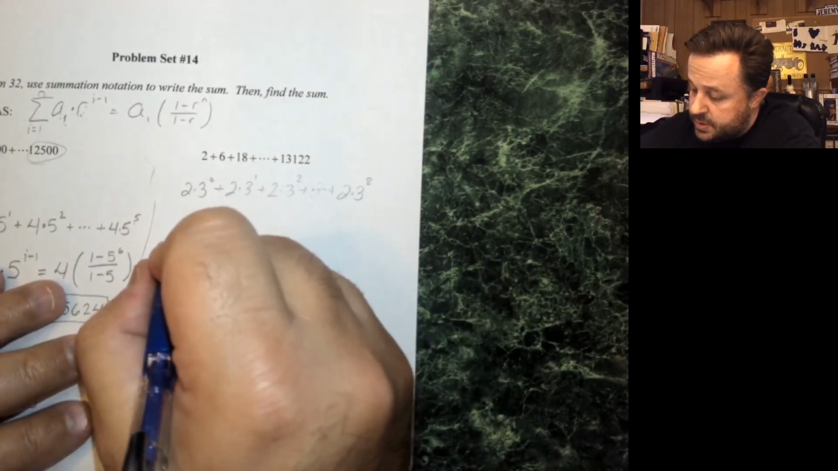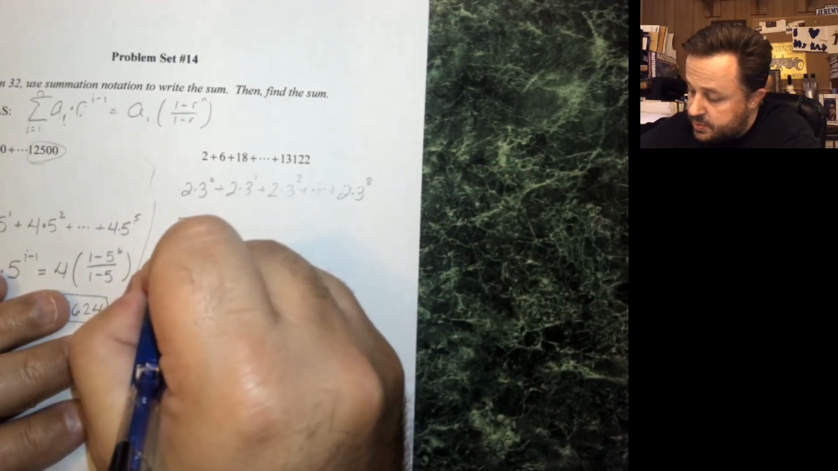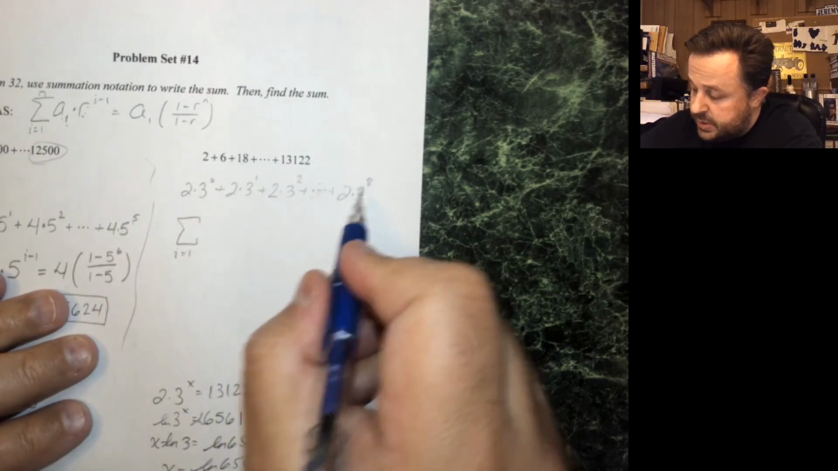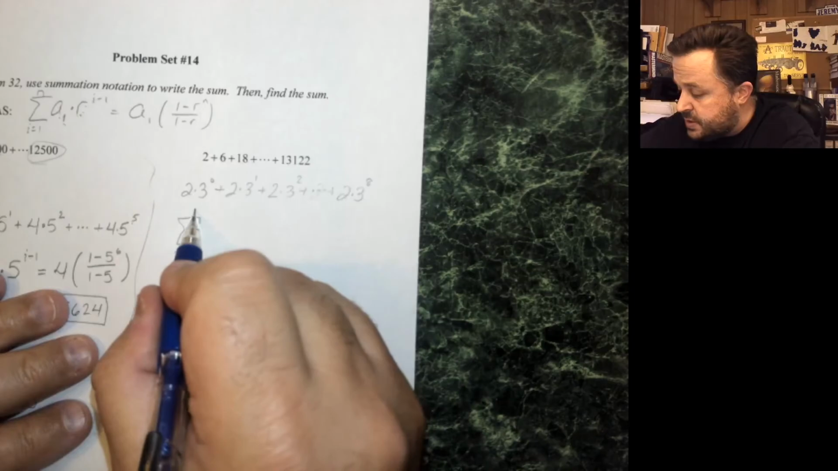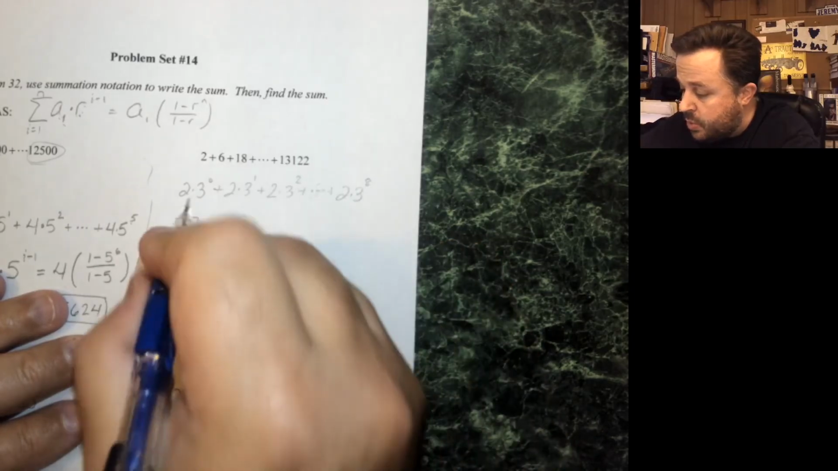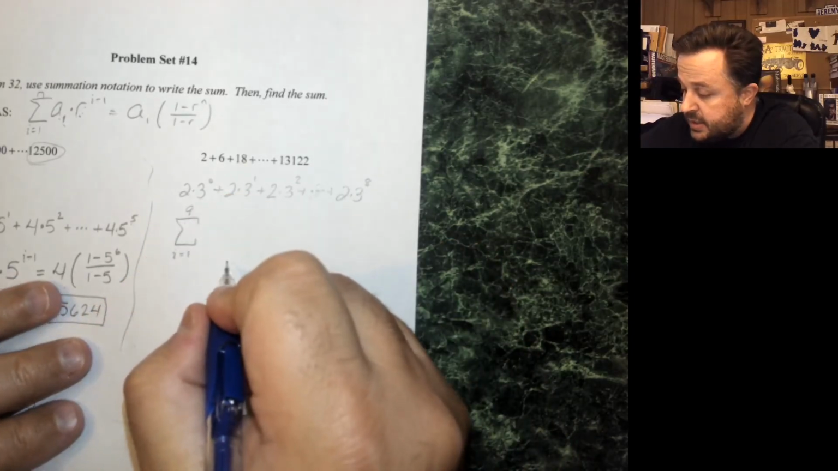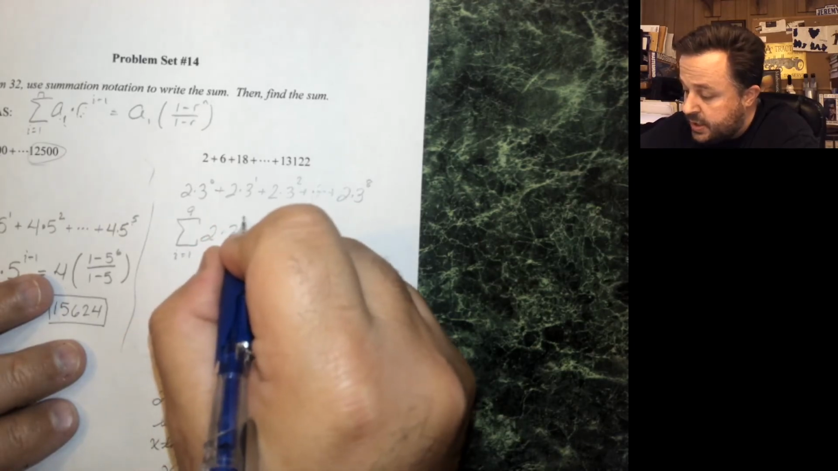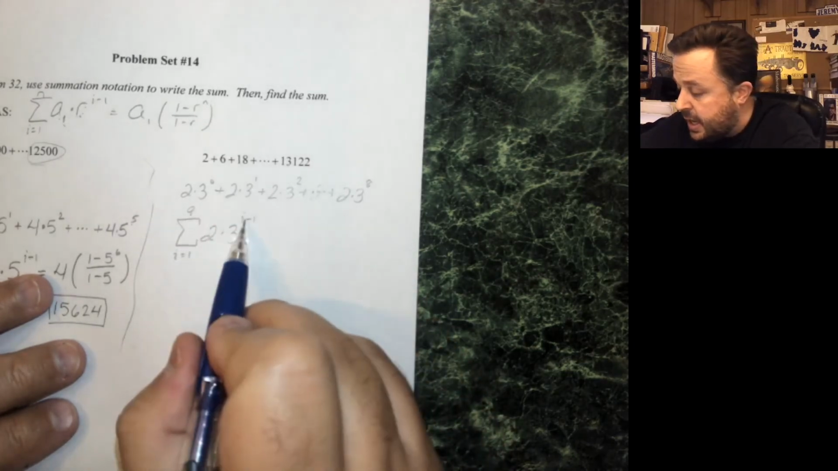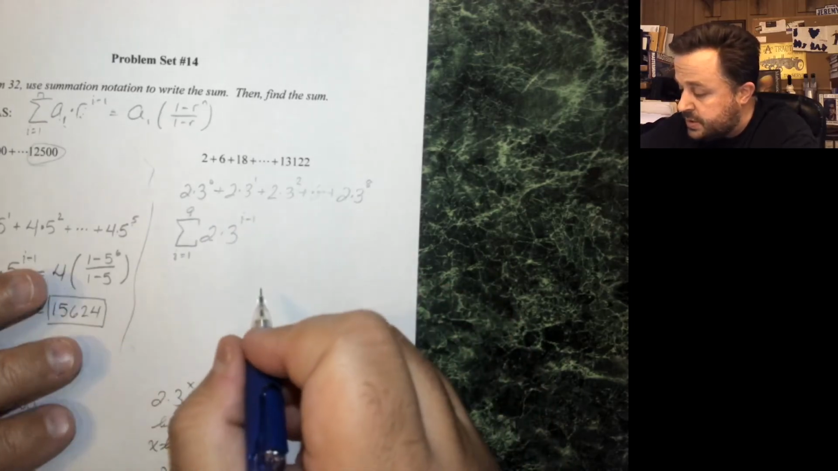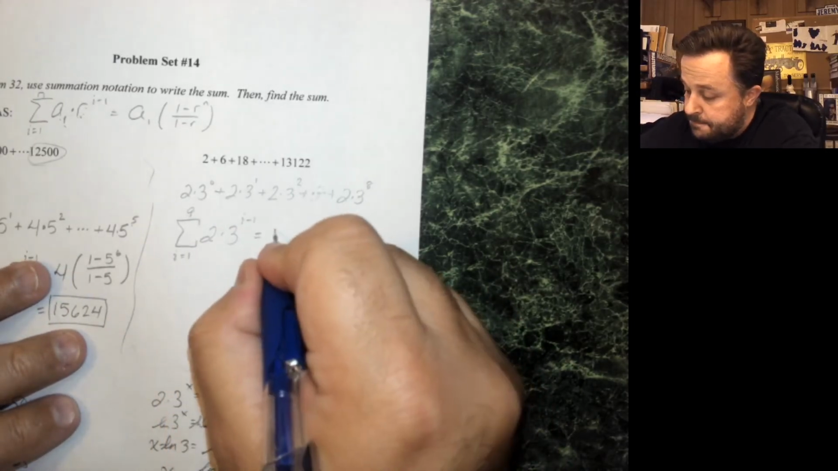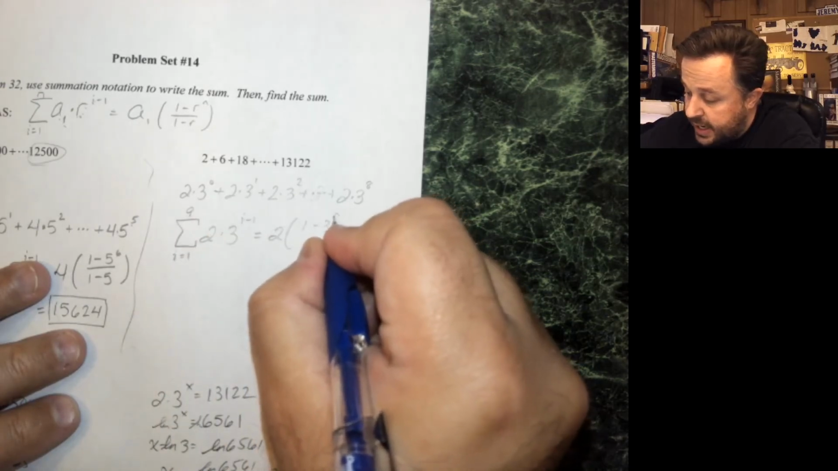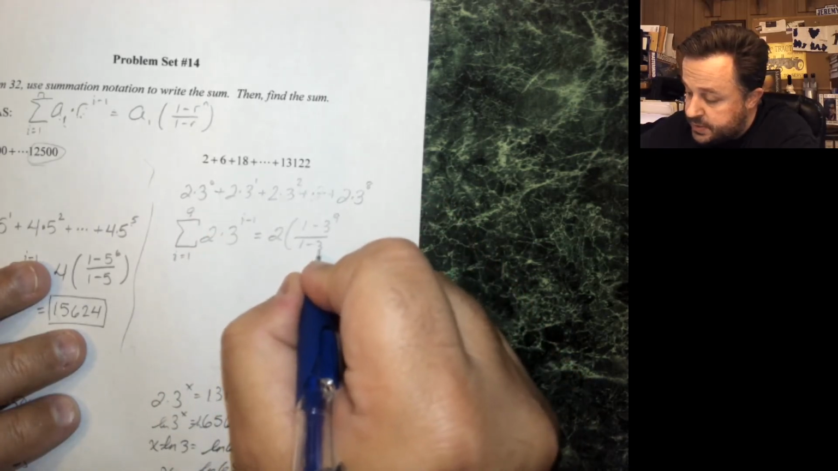So we are all set to write this in summation notation from i equals 1. Well, we know the top has to be just one more than that. So this is our 9. The first term is 2 times 3 to the i minus 1. And again, 9 minus 1 is 8. That's why the top needs to be 9. Then the formula: first term times 1 minus 3 to the n power over 1 minus 3.